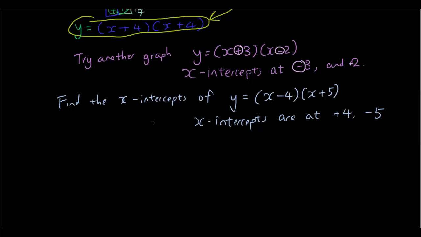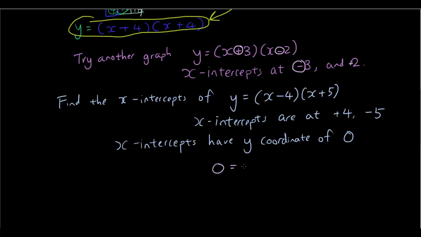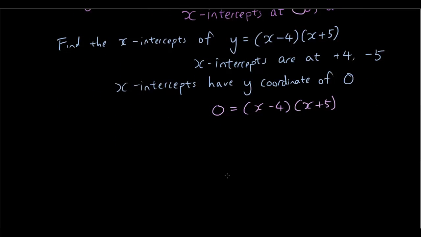So x-intercepts have a y-coordinate of 0. So if we make the equation equal to 0, 0 equals x minus 4 and x plus 5, and we solve this equation, if you remember the videos on solving quadratics, if we have 2 terms that multiply together to give you 0, then one of the terms must be equal to 0. So that's the null factor theorem.